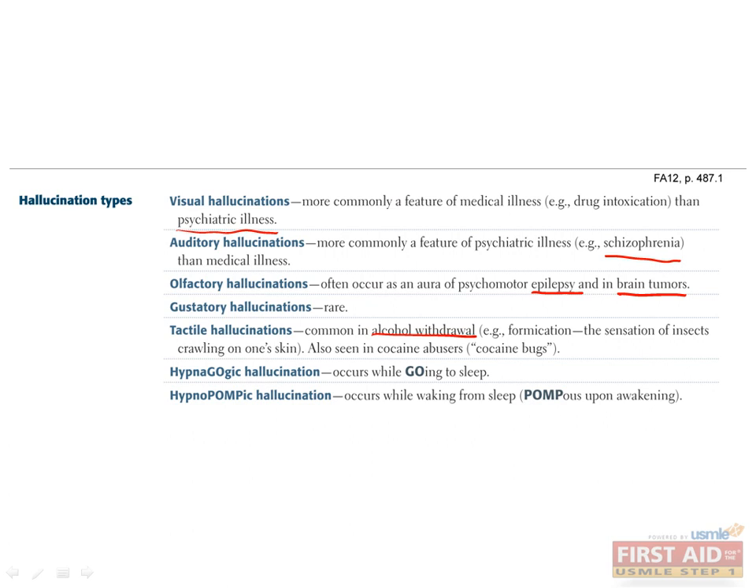Hallucinations fall into one of two categories. Hypnagogic refers to hallucinations that occur while going to sleep, whereas hypnopompic hallucinations occur while waking. You can remember this with the mnemonic: pompous upon awakening.